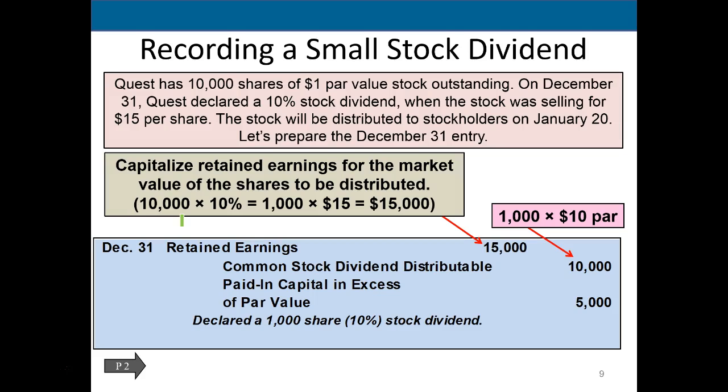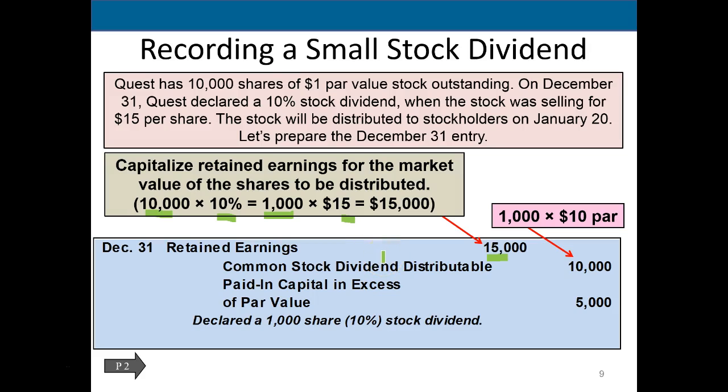Okay, so we're going to distribute the stock out there, and we're calculating the 10,000 shares times the 10% times the 15, which gives us the retained earnings amount. So that is the market price that we're going to use there. If there's 10,000 shares outstanding times 10%, that means there's going to be 1,000 that are going out, and the market price is 15.